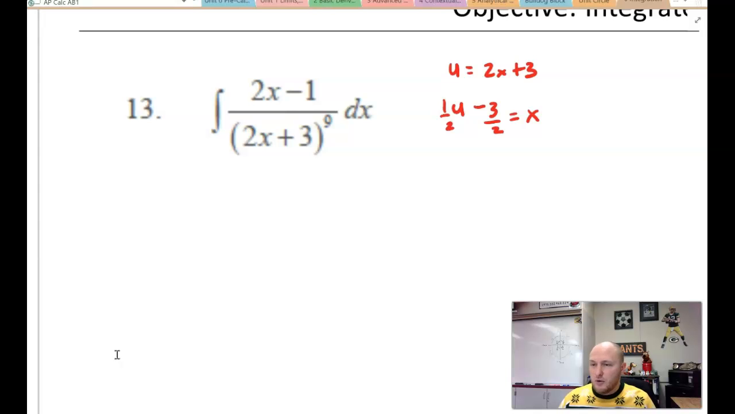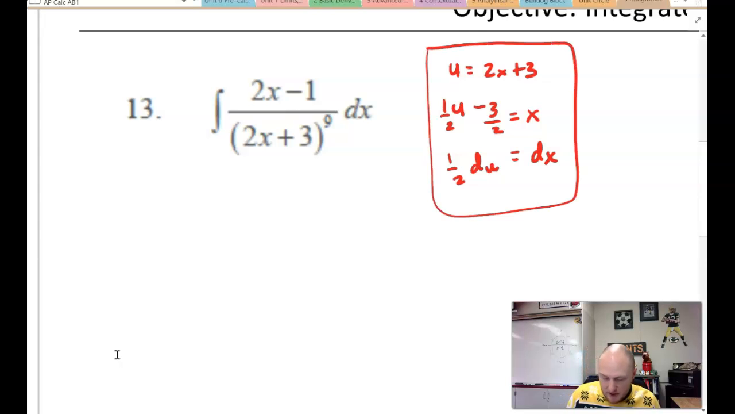And now I'm going to take the derivative of both sides to find what dx is, right? The derivative of x is 1 dx, and the derivative of the right side is just 1/2 du. All right, okay. So I went ahead and found all of this. Here are my values, and so now I'm going to make this substitution.